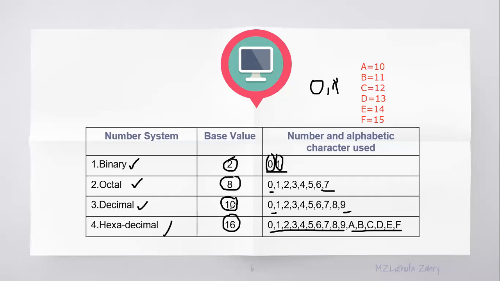You will really need this base value when doing the conversions and all. Okay. So this is what a number system is. These are the 4 number systems, the numbers used in each number system, and the base value of each number system. Is that clear for you?